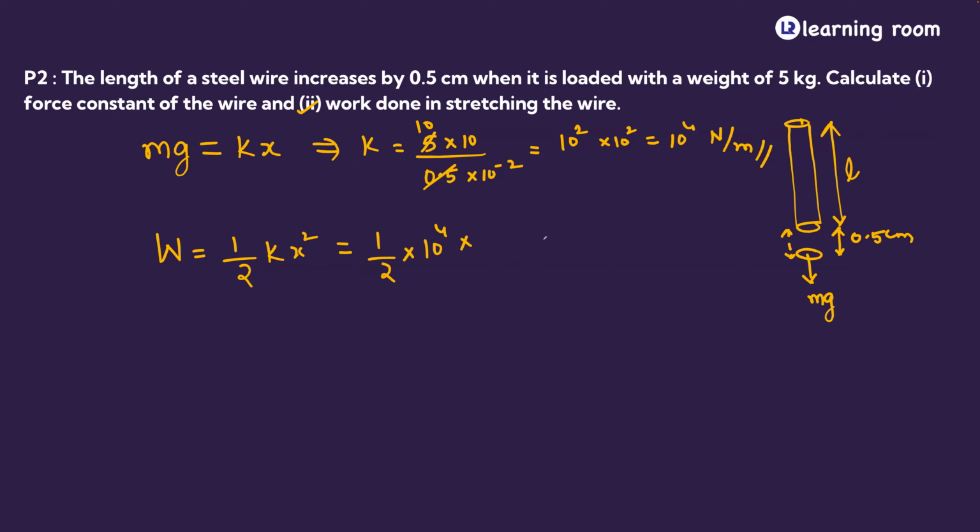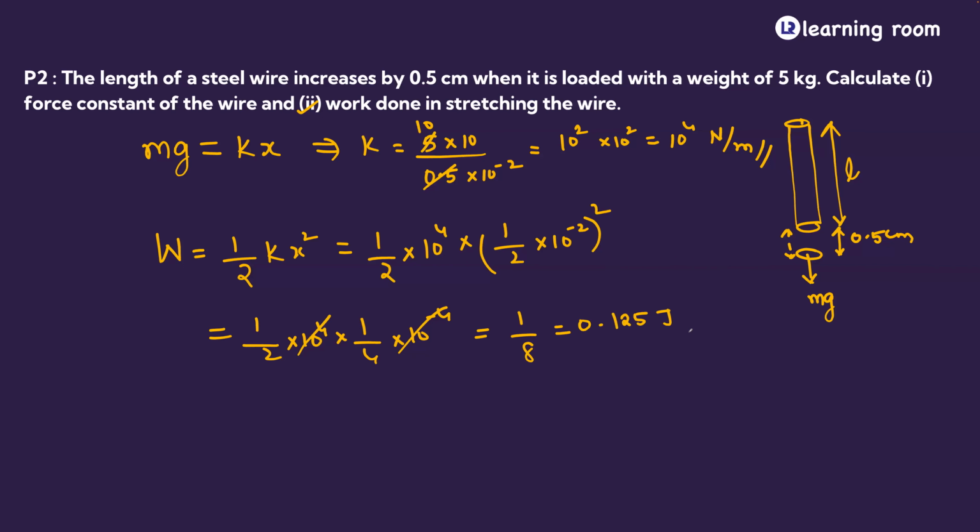0.5 centimeter. So 0.5 is half. Half into 10 power minus 2 the whole square. Why did I put that? Because I converted centimeter to meter. So what will you get? You will get 1 by 2 into 10 power 4 into 1 by 4 into 10 power minus 4. 10 power minus 4 and 10 power 4 will get cancelled. It is going to be 1 divided by 8, which is 0.125 joule.